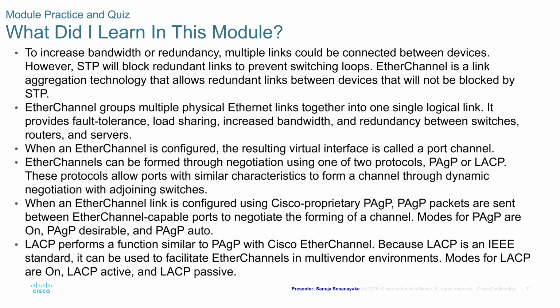These protocols allow ports with similar characteristics to form a channel through dynamic negotiation with adjoining switches. So remember, the purpose of PAgP or LACP is to allow ports with similar characteristics to form a channel through dynamic negotiation with adjoining switches. When an EtherChannel link is configured using Cisco proprietary PAgP, the PAgP packets are sent between EtherChannel capable ports to negotiate the forming of the channel. Modes for PAgP include on, PAgP desirable, and PAgP auto.